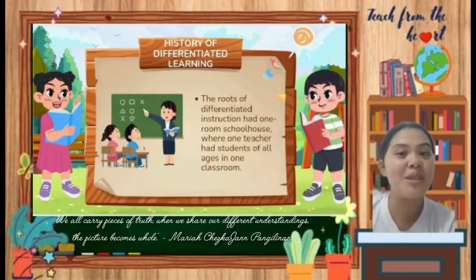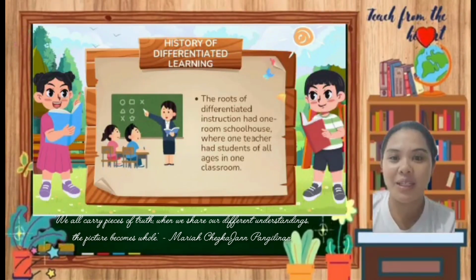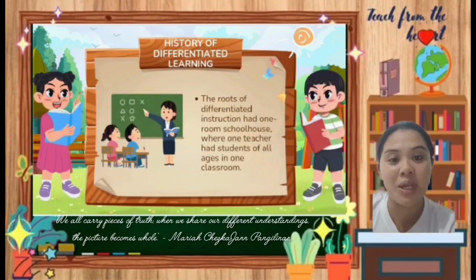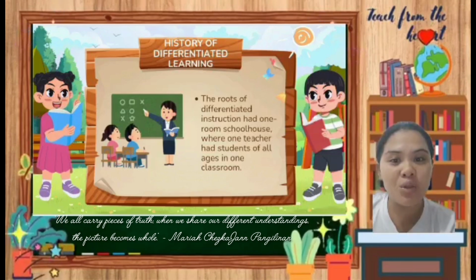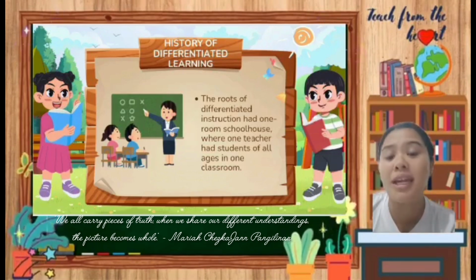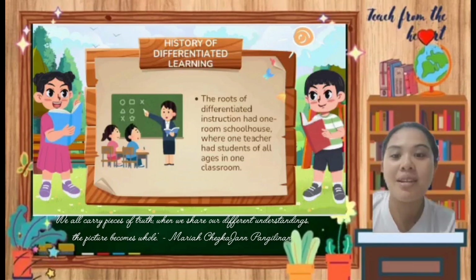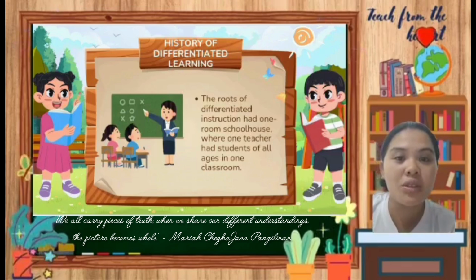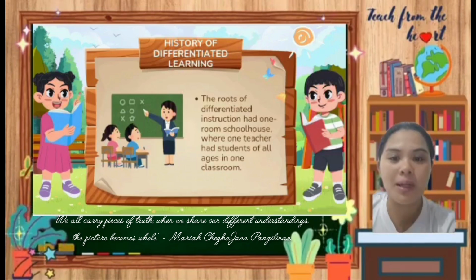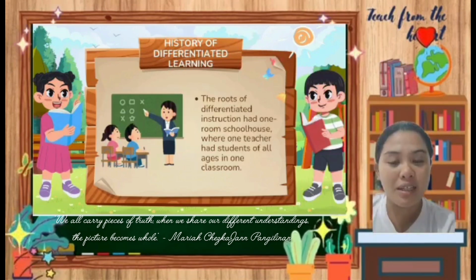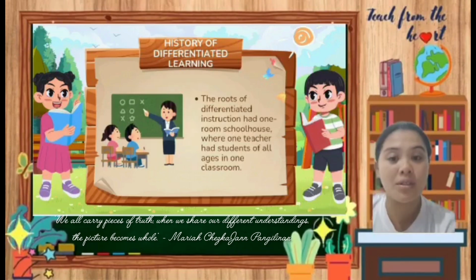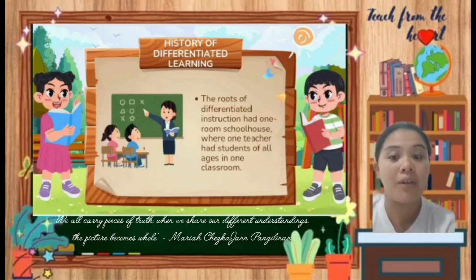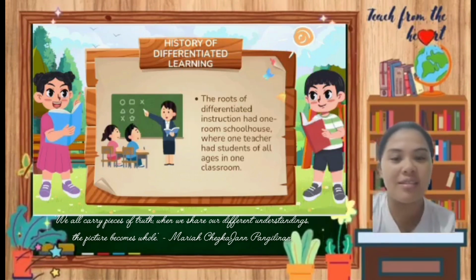So now let's proceed to the history of differentiated learning. The roots of differentiated instruction go all the way back to the days of the one-room schoolhouse, where one teacher had students of all ages in one classroom. As the educational system transitioned to graded schools, it was assumed that children of the same age learn similarly. So in those times, the teaching strategies given to the students were all the same regardless of their level of understanding and intelligence.